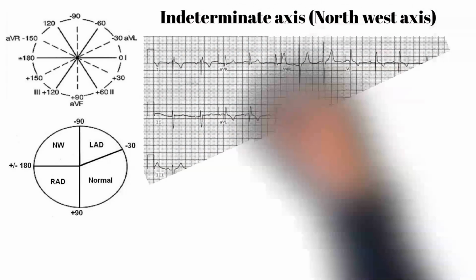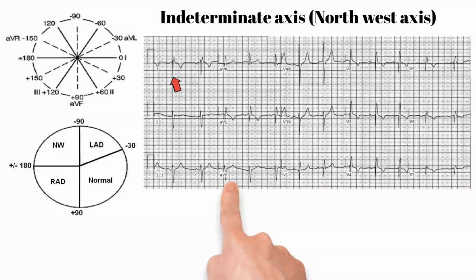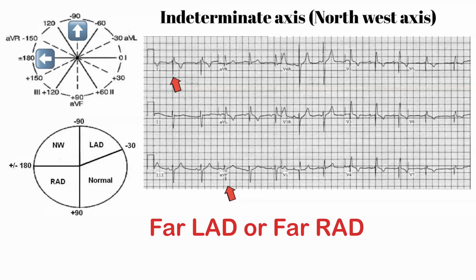This example here is a case of indeterminate axis. If the QRS is downward in lead 1 and downward in AVF, then the axis is indeterminate, or sometimes referred to as north axis deviation or far left axis or far right axis. This finding is uncommon and usually from ventricular rhythms. However, it can also be from paced rhythm or lead misplacement and certain congenital heart disease.